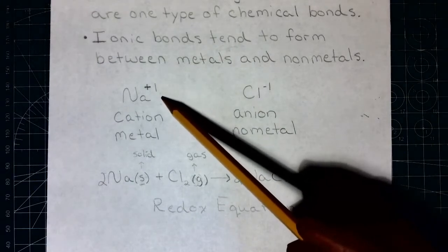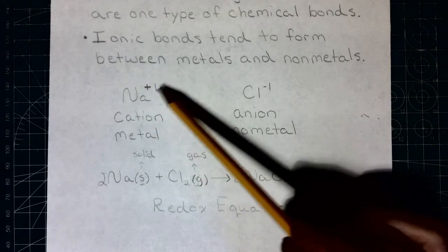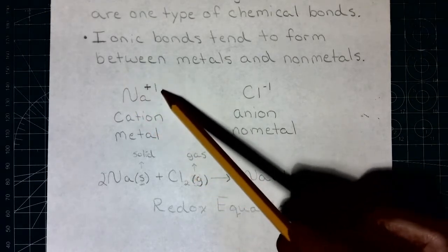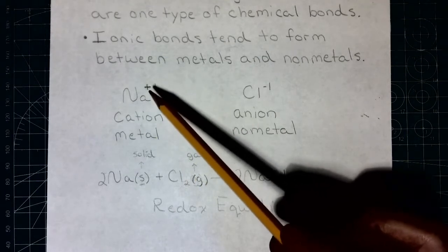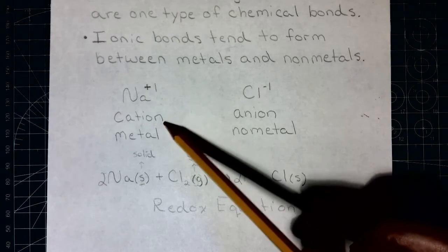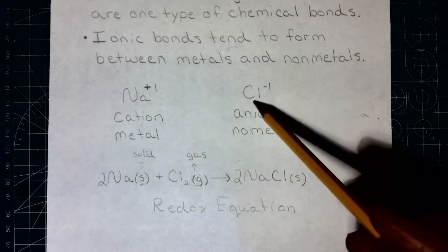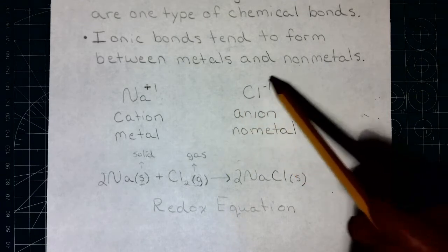So first, let's look at how we're going to write our metal here. I've chosen sodium. It's in group 1, so it's going to take on a +1 charge. And so it's a positive ion. And we have a word for positive ions. We call them cations. And then over here we have our nonmetal.